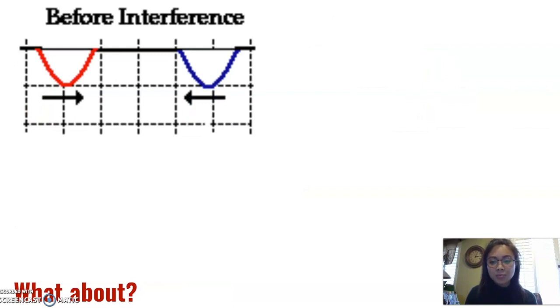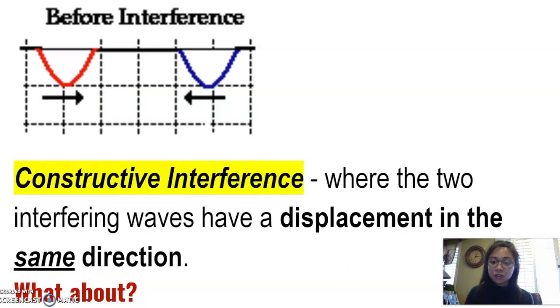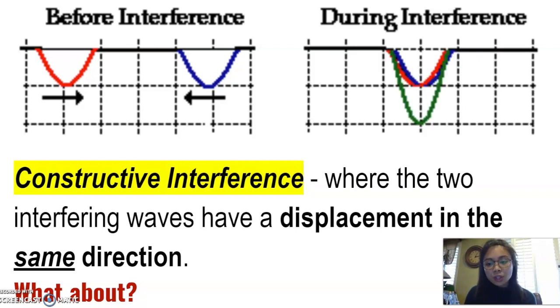What about this example? Again, we have two waves moving toward each other. We have the red moving toward the right and the blue moving toward the left. But in this case, we have waves that have negative displacements. Well, we know that constructive interference happens when two interfering waves have displacement in the same direction. Since they both have a displacement in the negative direction, this is still constructive interference. Here's what it would look like during interference. The resultant wave is in the green. As you can see, the amplitude is more negative than the amplitudes of either of the individual waves.